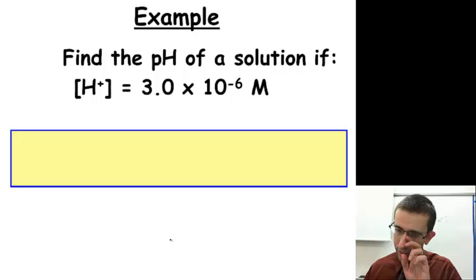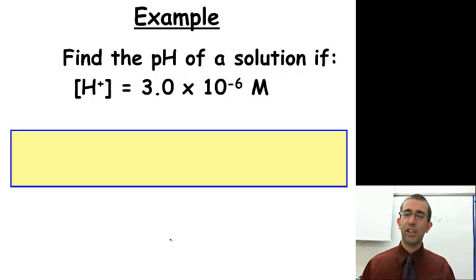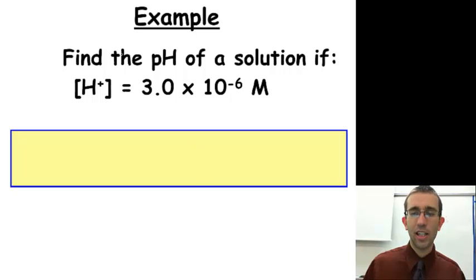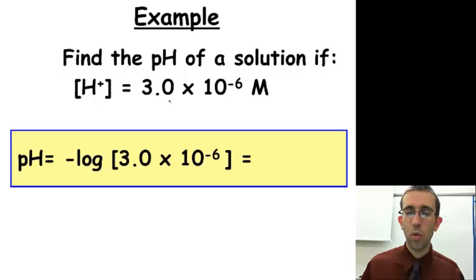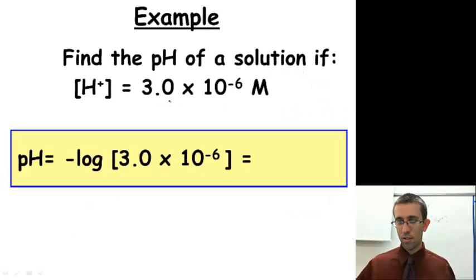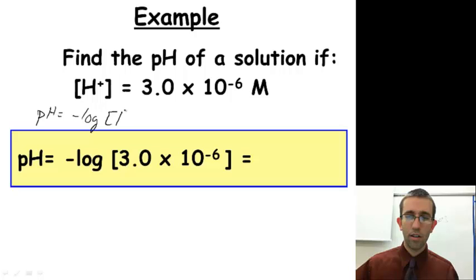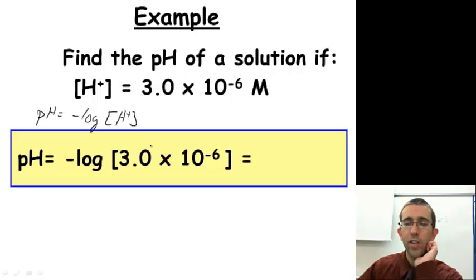So how do you plug these into your calculator to find pH? What's the pH of a solution when the hydrogen ion concentration is equal to 3.0 times 10 to the negative 6? We want to remember that the equation for pH equals the negative log of the hydrogen ion concentration. So all you do is take this number and plug it in.